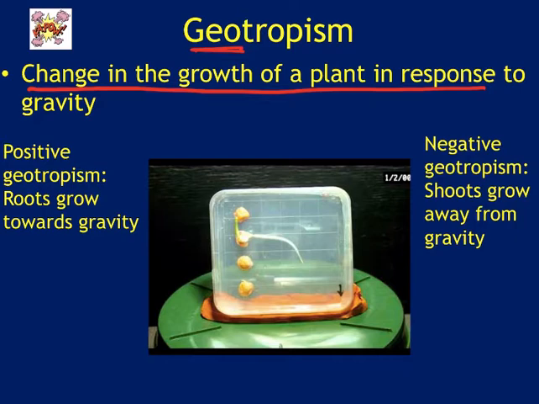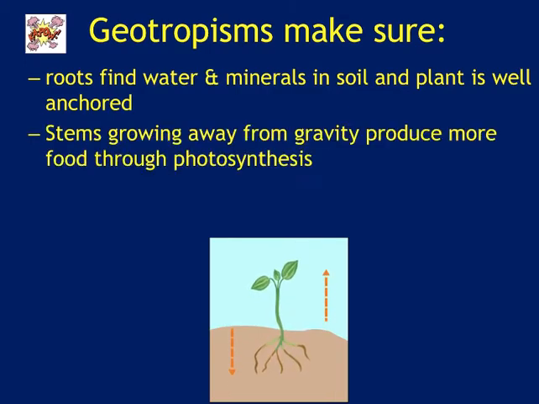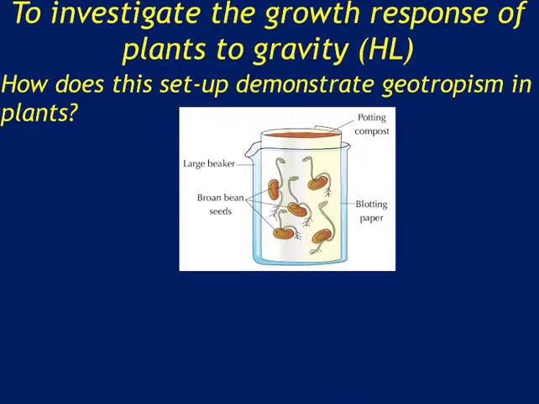So what's the advantage of a geotropism? Well, when the seed germinates, it's the root that goes into the ground first, so it's going to access all of the minerals and water that the plant needs. And it also is going to help in terms of anchoring them to the ground. The fact then that your stems will grow away from gravity means they're growing toward the light, so now you're going to have better photosynthesis production, more food for your plant.